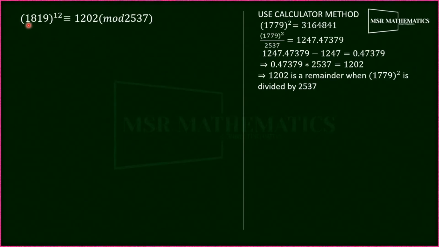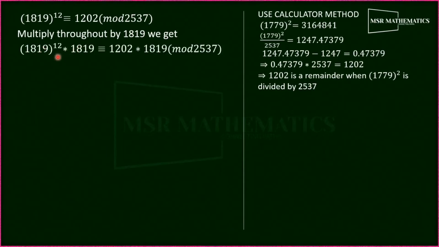Next, in the left hand side, we get a value as 1819 power 12. But in the left hand side, we must get 1819 power 13. For that, next step, we have to multiply throughout this congruency by 1819. We get, here if you multiply these two value, here bases are same. If we add the power, we get 12 plus 1 is 13. So in the next step, we get in the left hand side 1819 power 13 is congruent to, here we have to multiply 1202 by 1819. We get a value as 2186438 under modulo 2537.